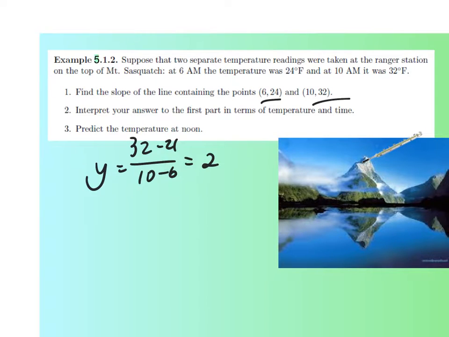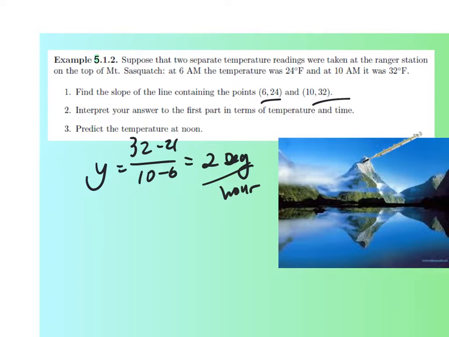Now, what is that? I know it's a slope, but what is it? What's it about? How many degrees of increase per hour? All right. So 2 means it's really actually a rate. What per what? 2 degrees per hour. Degrees per hour.